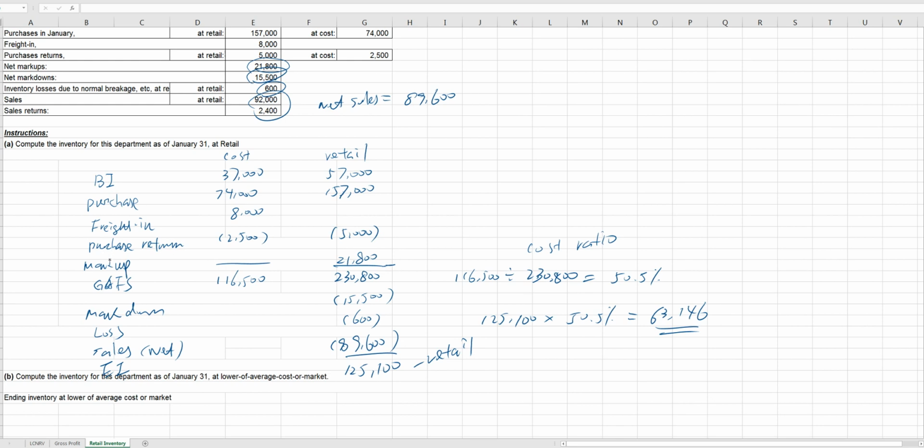For other retail methods, we're going to put this markup and markdown differently. All right, this is all we have.